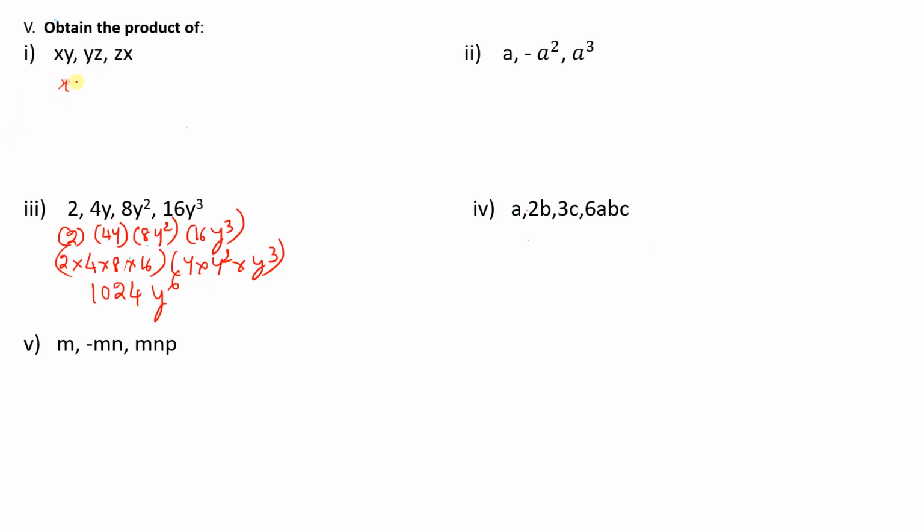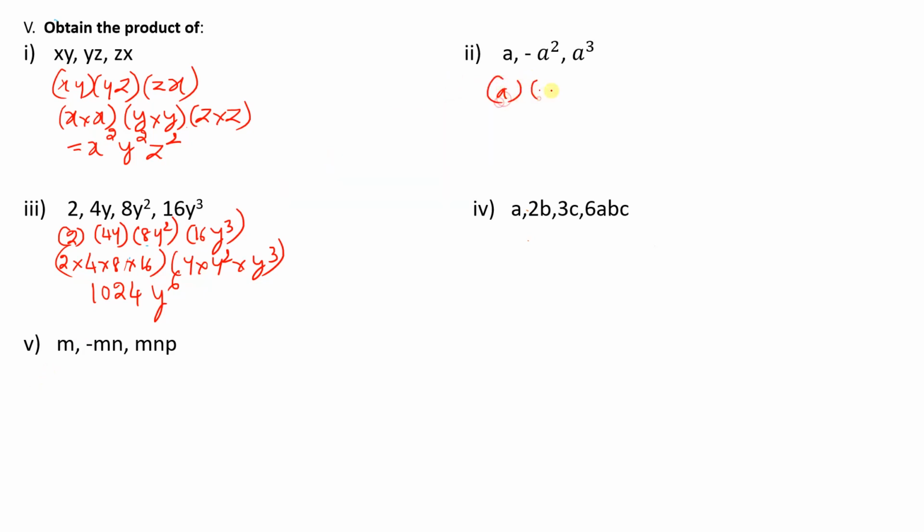So this is xy into yz into zx. X into x into y into y into z into z. It is x square, y square, z square. Next, a into minus a square into a cube. It is minus a to the power 1 plus 2 is 3, 3 plus 3 is 6.